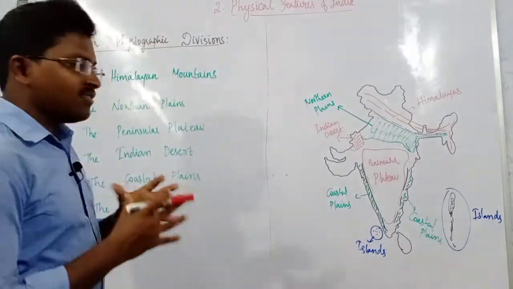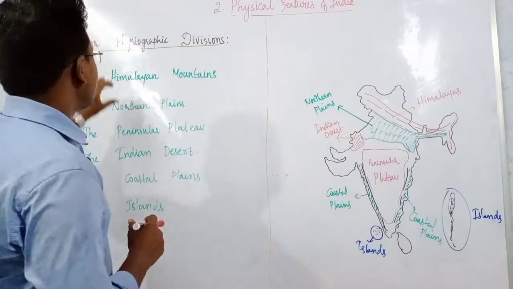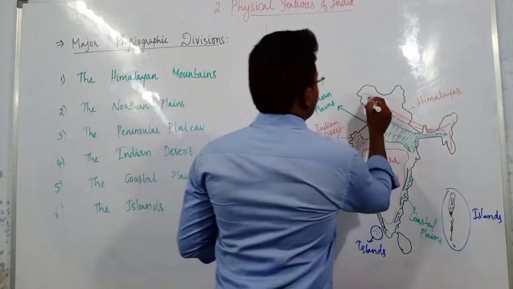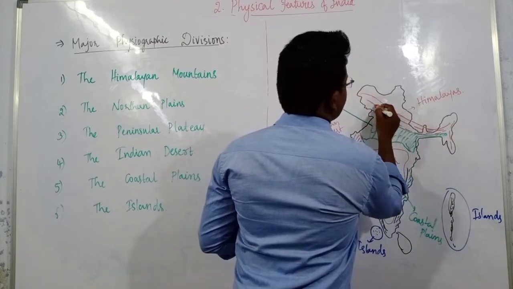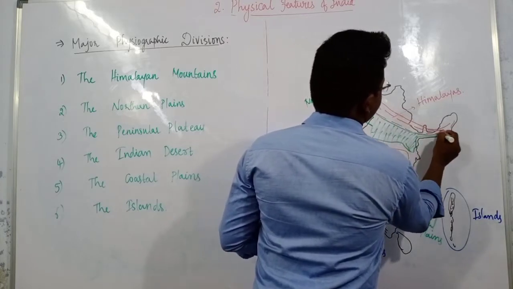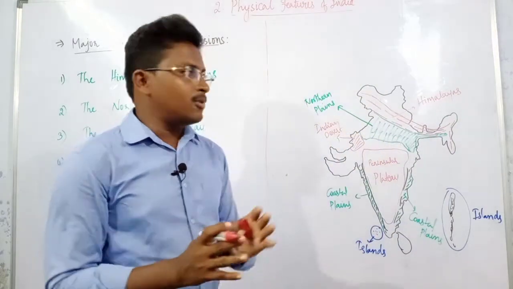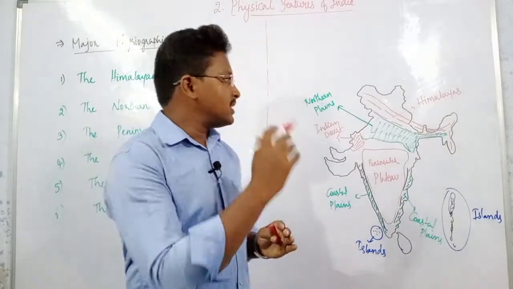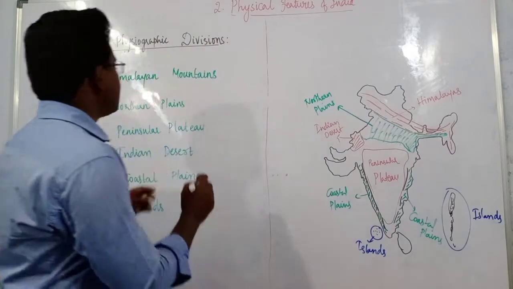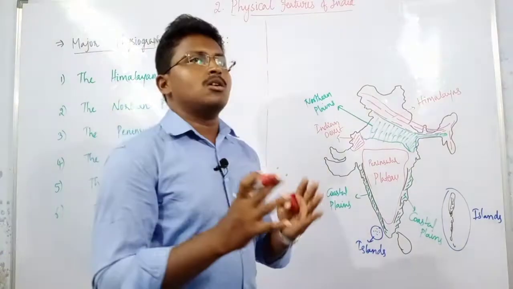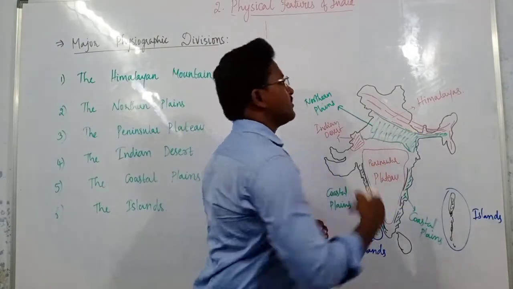In the map, when we look at where these Himalayas and northern plains are, we will see in detail. These Himalayan mountains lie in the northern part of India, making something like an arc to our country. This region is the Himalayan region. In detail we will discuss these Himalayas. Then just below the Himalayas, this green color shaded region, we call the northern plain region or northern plains, which lie just below the Himalayas.